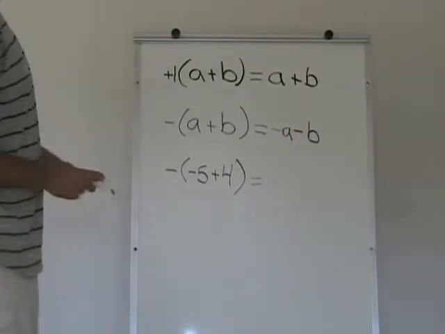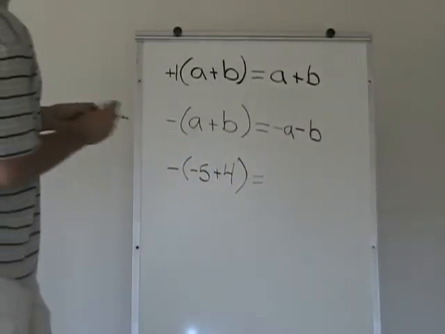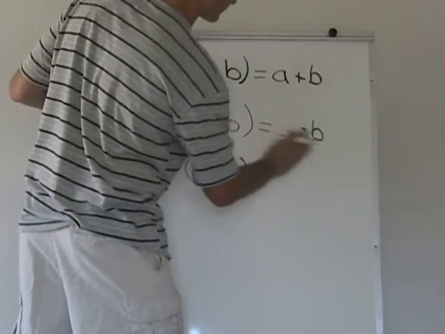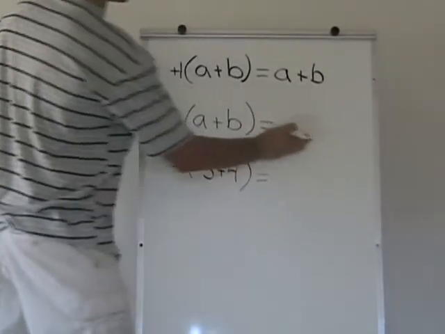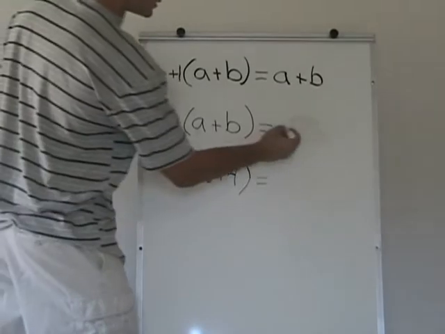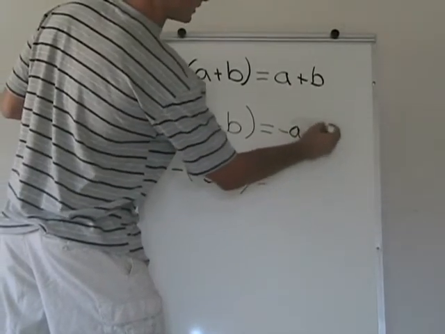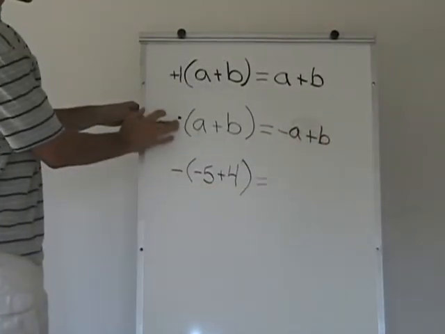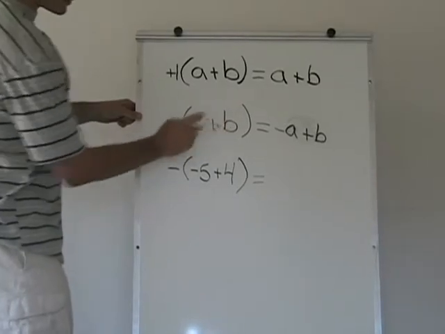It's a common mistake to just say, alright, this is equal to negative a plus b. That's wrong because you have to take the negative times the plus right here.